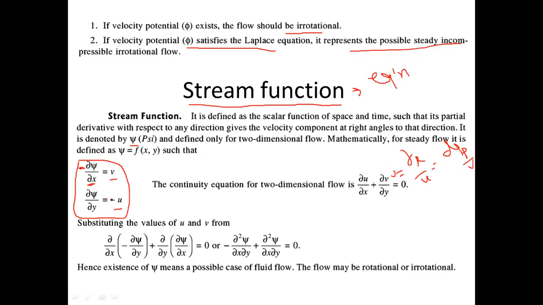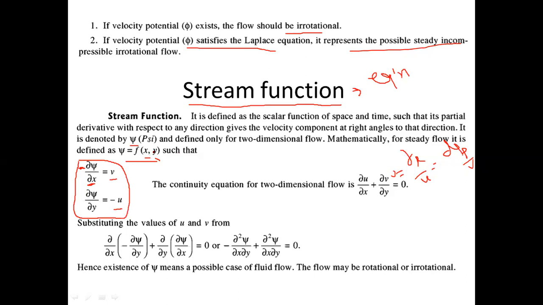But for now, what I need to say is if psi exists, suppose this function is existing, this psi is a function of two variables x and y, because it is only possible in 2 dimension. So in 2 dimension, it only depends upon x and y, not on z. Psi will not depend on z, it depends only on x and y.